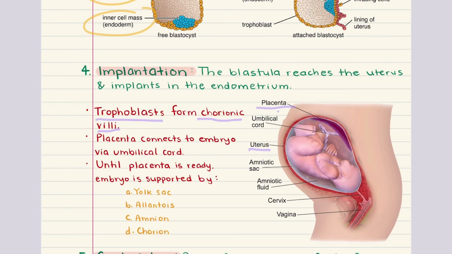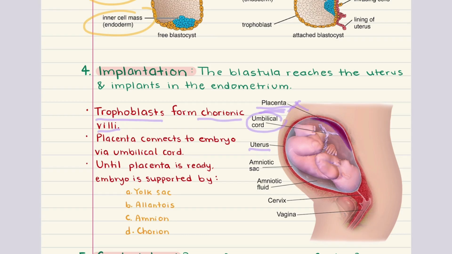The placenta is what connects the developing embryo to the uterine wall. Through this connection, the embryo receives oxygen and nutrients, and it's able to have waste products removed. The exchange happens through a structure called the umbilical cord, which links the embryo to the placenta. But early in development, the placenta isn't fully functional yet.